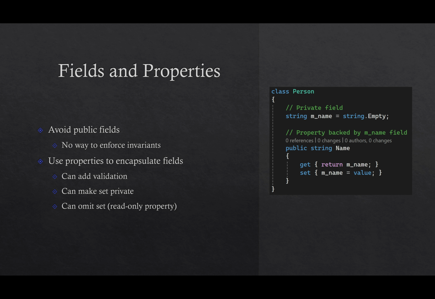Furthermore, we can have different accessibility, different access control for the getter and the setter. Either the getter or the setter can be given more restrictive access than the property itself. So you could have a public property in which the setter is private, and that way only code within your class can set the field, but the users of your class can get the field. Furthermore, you can omit the setter entirely, in which case you have a read-only field. It only has a getter.